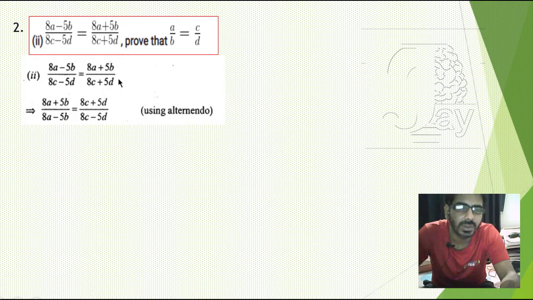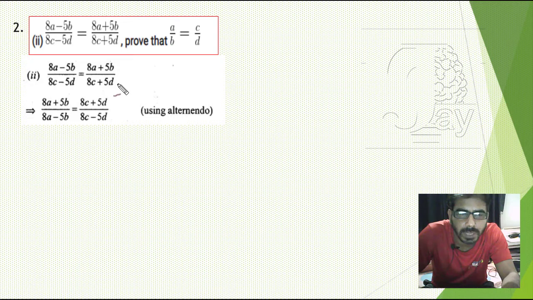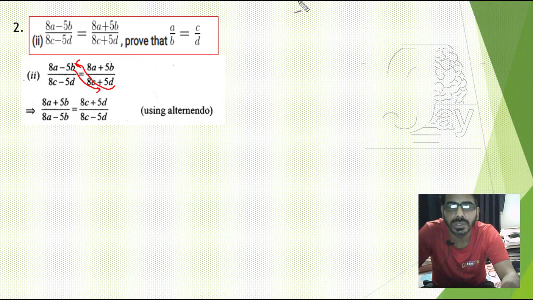Whatever you have, this (8a minus 5b) by (8c minus 5d). First of all, if you want to get 8a plus 5b and 8a minus 5b down, 8c plus 5d going up, so you are going to take alternendo. This part goes to the numerator and this part comes here. So 8a plus 5b by 8a minus 5b, similarly 8c plus 5d divided by 8c minus 5d. So they are equal. Taking alternando, you get this.